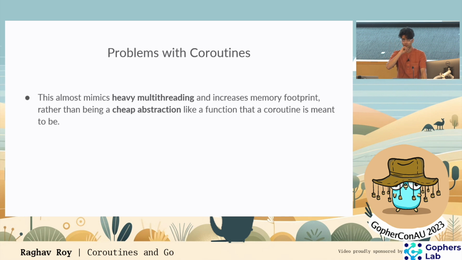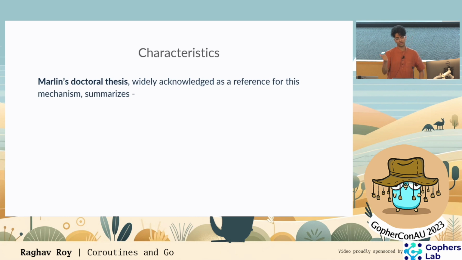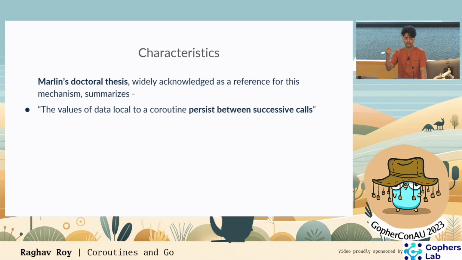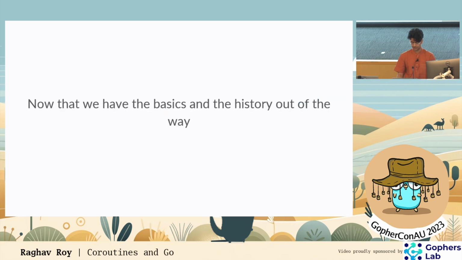Another problem that we talked about was no precise definitions for it. The most widely accepted one is Marlin's doctoral thesis. These are all things that we've already talked about. Formally, it states that the data local to a coroutine persists between successive calls, which we've seen even with the binary comparison example, and the execution of a coroutine is suspended as control leaves it, and it carries on from where it left off as the control re-enters the coroutine at some later stage, right?